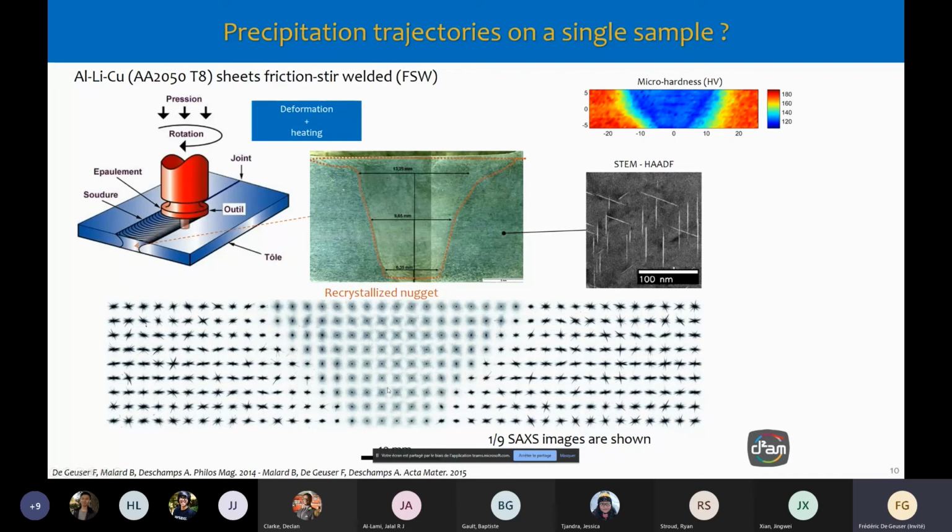And at the middle, we have something that is more diffuse, and this is because the T1s have actually been dissolved. If I superimpose the recrystallized nugget here, you see that there is a zone where everything is dissolved, and there is an intermediate zone, which is an affected zone, where there is an intermediate situation. You see that it corresponds well to a micro-hardness map that I've shown here, where there is a drop in hardness at the center of the map.